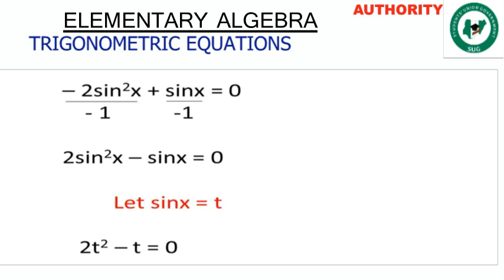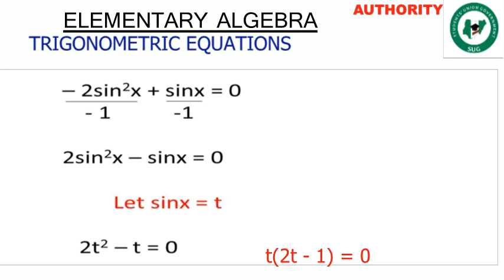We have 2t² minus t. In these two terms, let's factorize. What do they have in common? They have t in common. Let's bring out t. After bringing out t from 2t², what remains is 2t. Then minus, taking t away from t, what remains is 1. So t times 2t gives you 2t², and t times minus 1 gives you minus t. They are equal to 0.